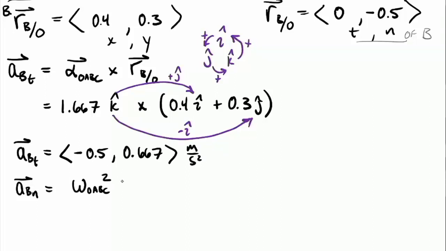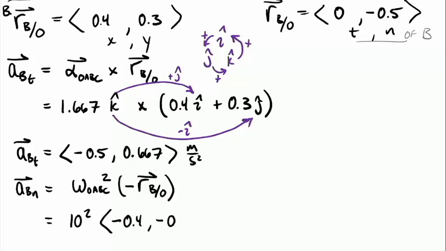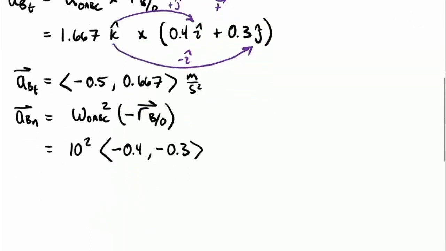So the omega squared times negative R B relative to O. This is the vector part. Okay, so a scalar number squared times the negative r vector. I know that to turn this into the opposite direction, I just put negative signs in front of each term, right? So I'll go to negative 0.4, negative 0.3. And so this looks like 10 squared times negative 0.4 comma negative 0.3, leaving it in my bracket notation. So this works out to be negative 40 comma negative 30 in meters per second squared.